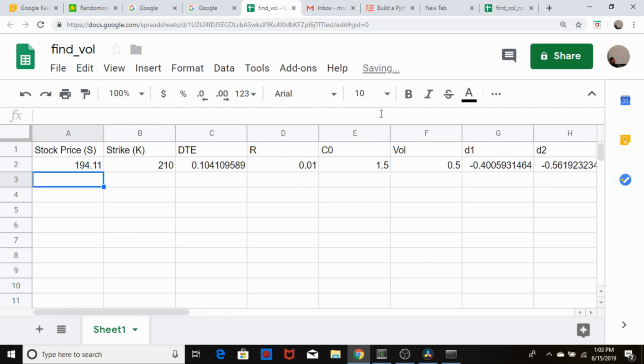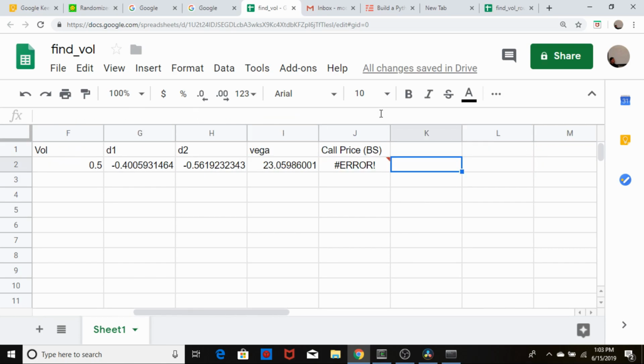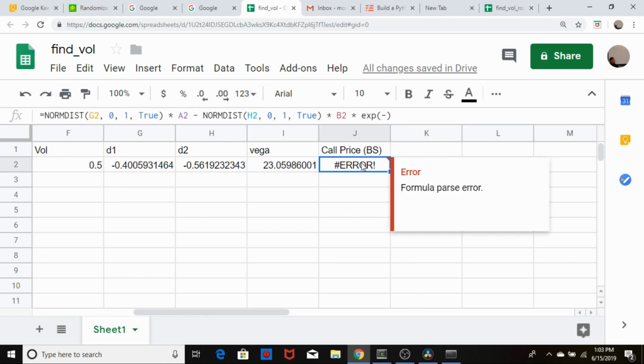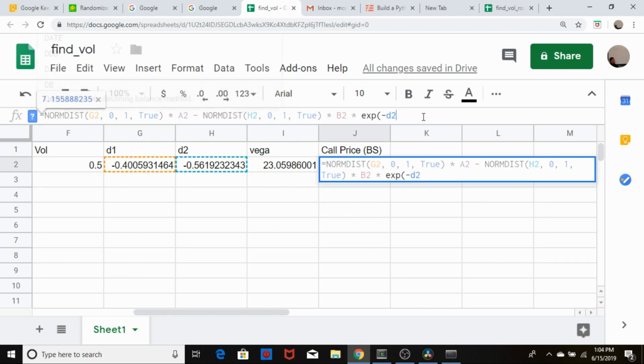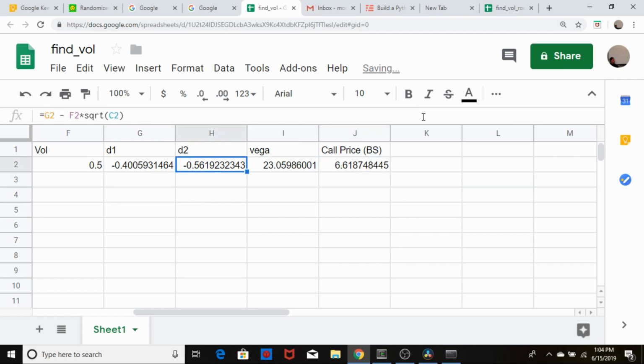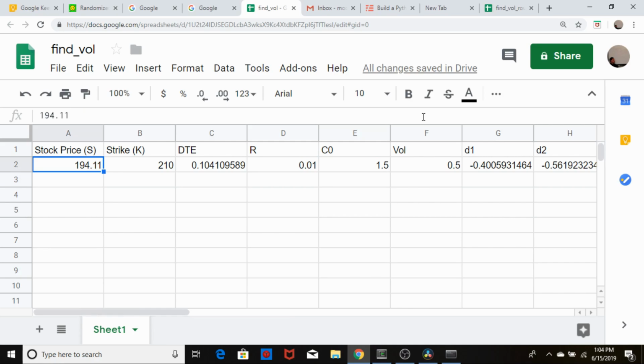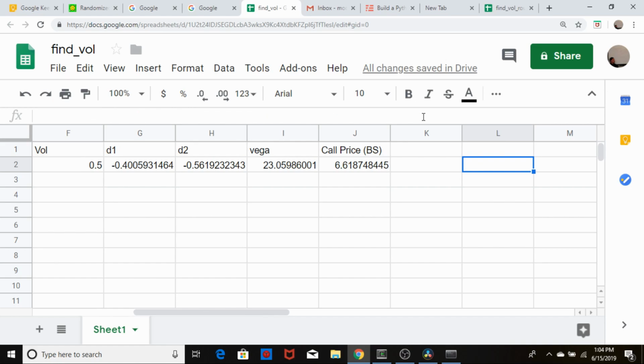It's going to give an error for the time being. Risk-free rate is D2. Go back here. D2, and I believe, if I remember correctly, it was times the time, which I think was C2. So let's do that. Make sure my things are correct. Days until expiration is C2. And I believe we have it. There we go. There's the call price.